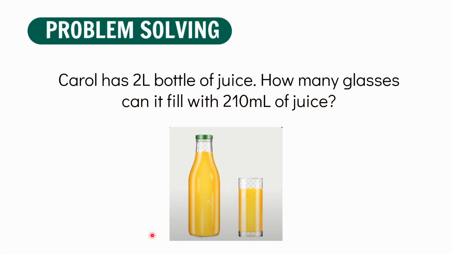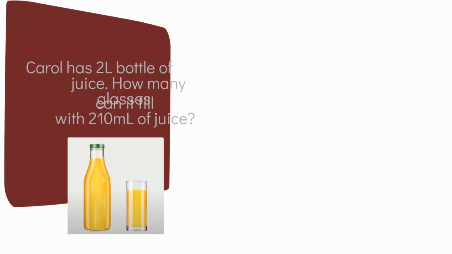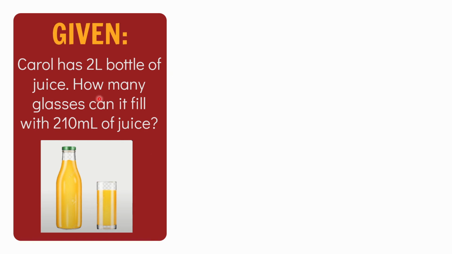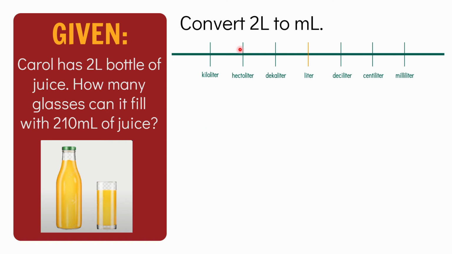Now let's try solving this problem. Carol has a 2 liters bottle of juice. How many glasses can it fill with 200 milliliter of juice? In the problem, we see that a 2-liter bottle of juice will be distributed to 200 milliliter glasses. So first, we are tasked to convert 2 liters to milliliters.